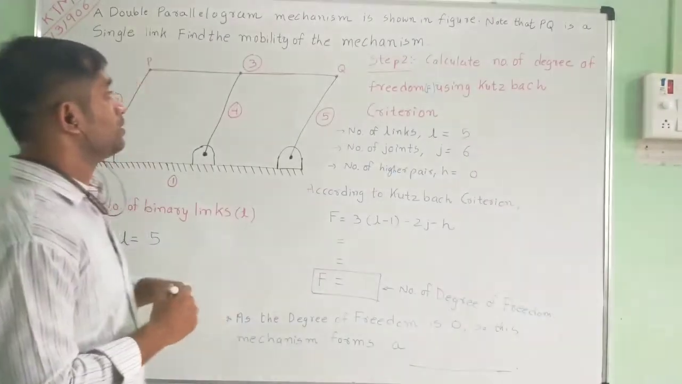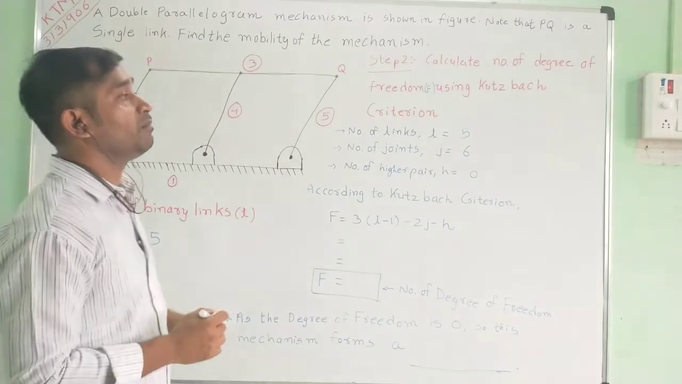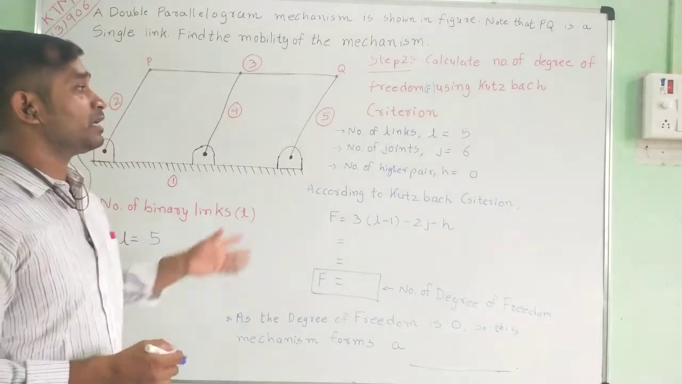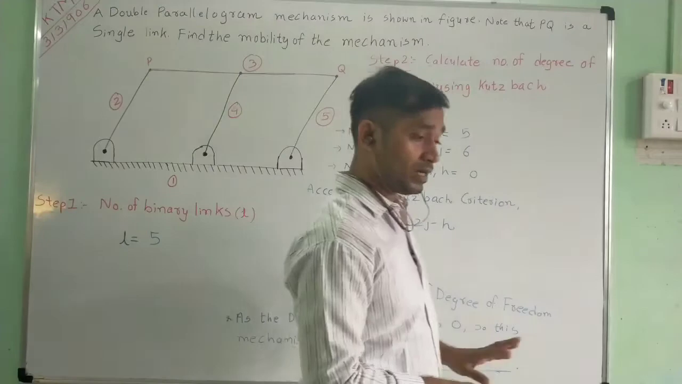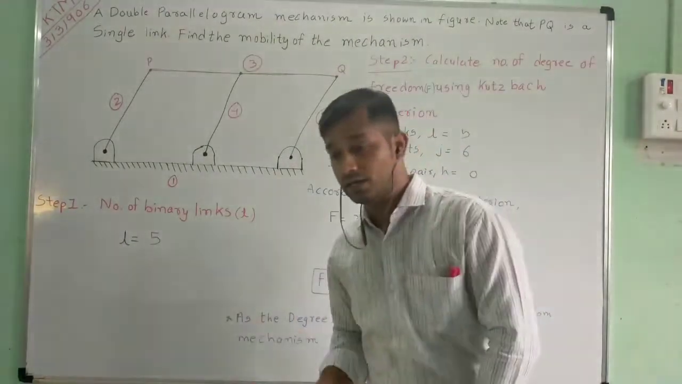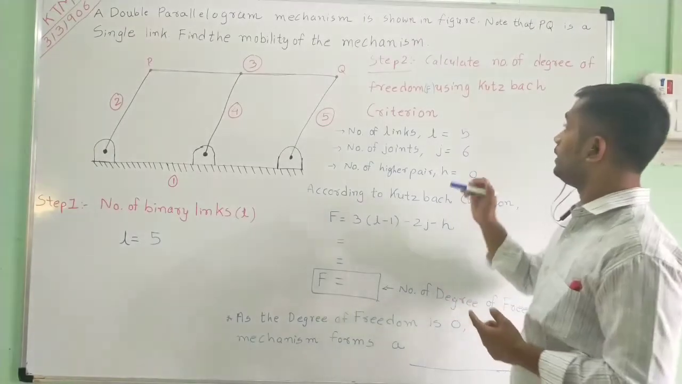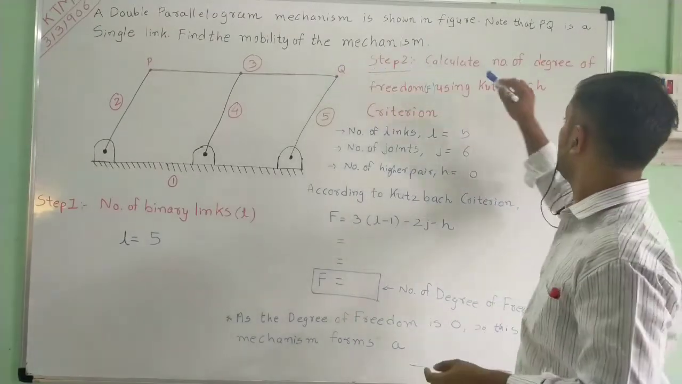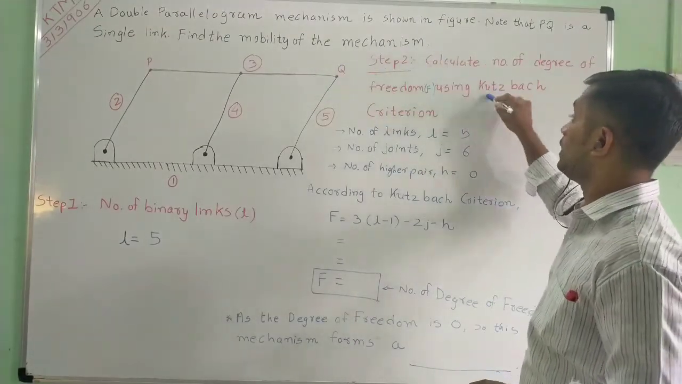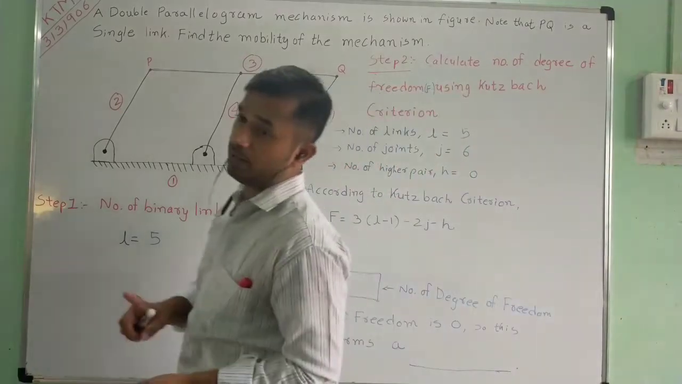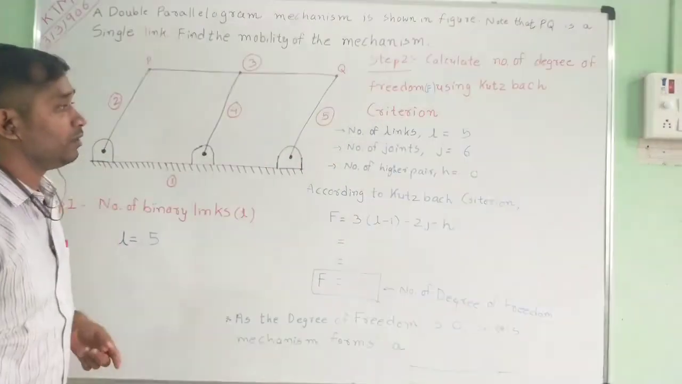So degree of freedom means the number of degrees of freedom using Kutzbach criterion. Again, Kutzbach criterion is already studied in theory. Please refer to the video lecture again on mobility of mechanism and Kutzbach criterion. Both theories are in the same video.